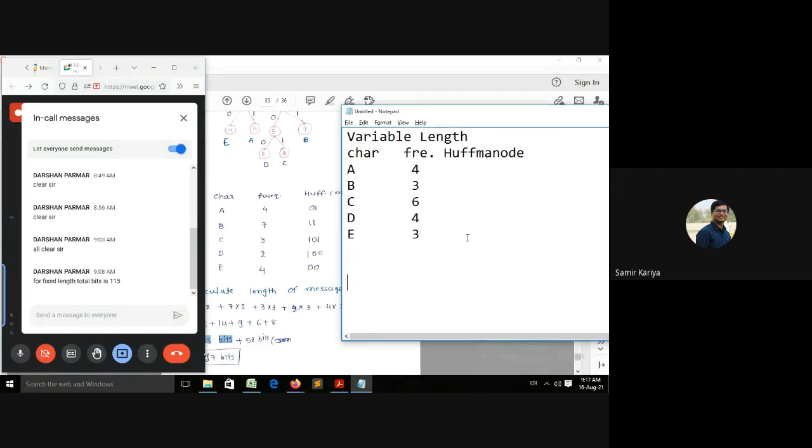So first I arrange in increasing order, or we may say ascending order, and make the tree. So first you are writing this one B, E, then A, D and C. Okay. When you combine B and E, something like this, give the name, that's a capital X.